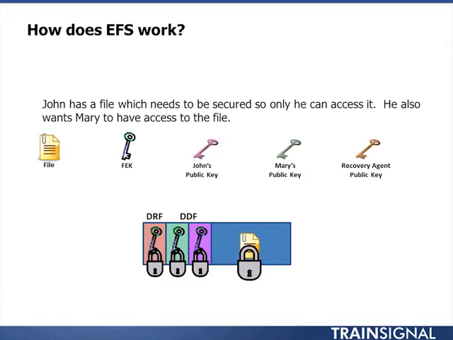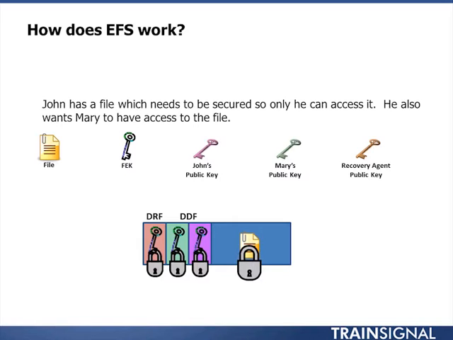Now, real quick here, I should point out that there's an official name to these boxes. They're actually called fields that are attached to the file itself. And one is called the DDF, which is the data decryption field. In this case, we have 2 data decryption fields, and that's for the part where John's key is and then the one where Mary's key is. And then we have the DRF, which stands for data recovery field, which is the field where the recovery agent's key is.